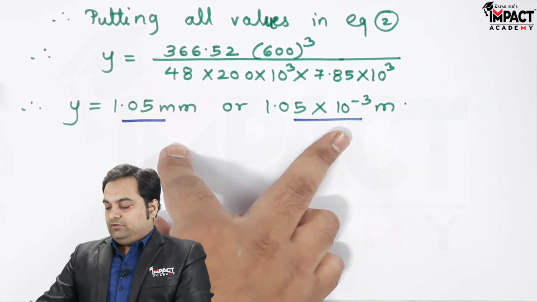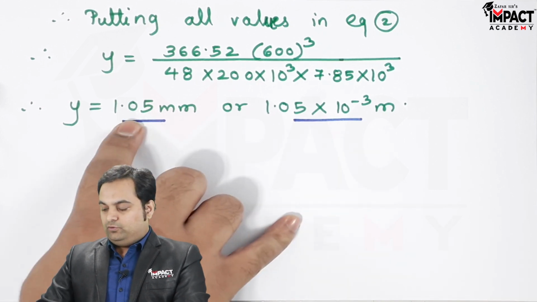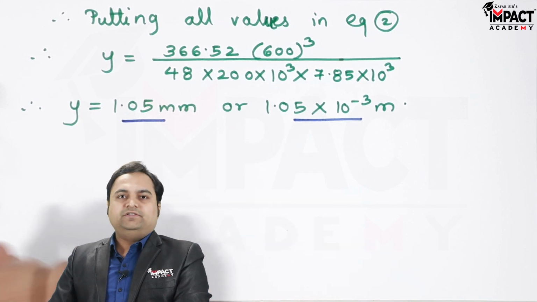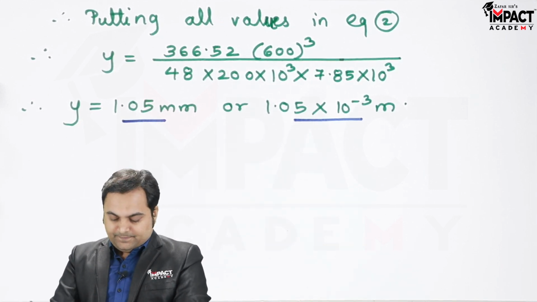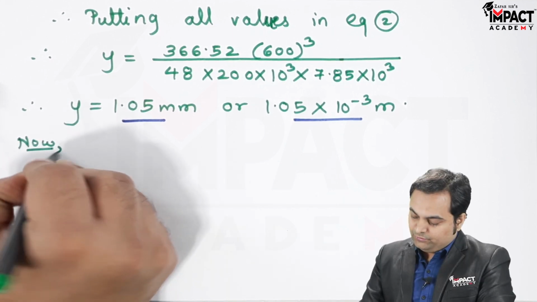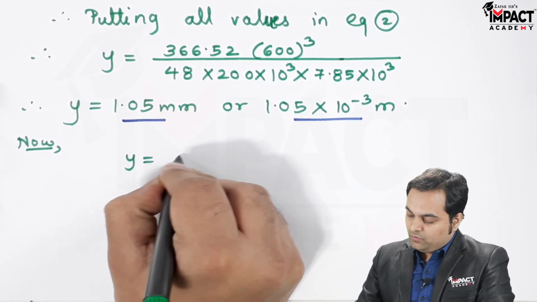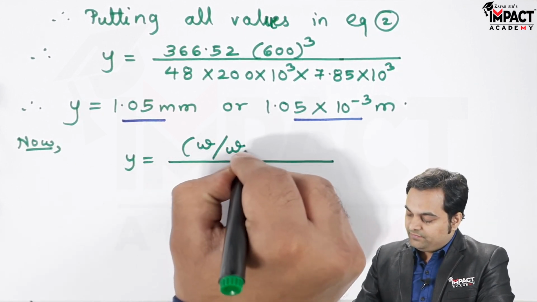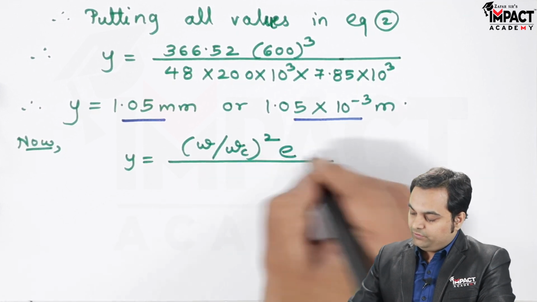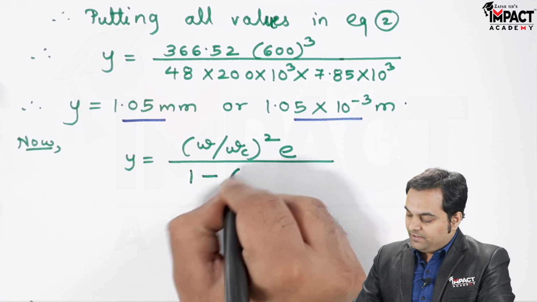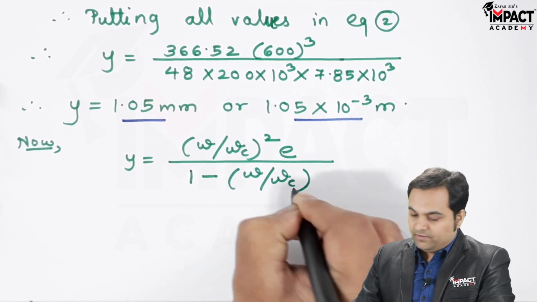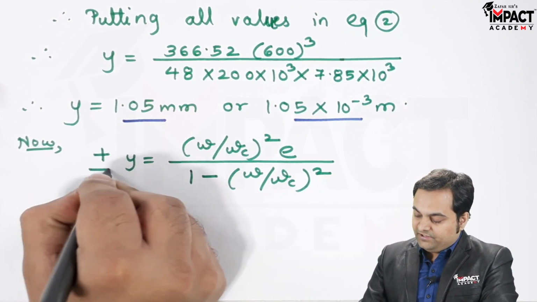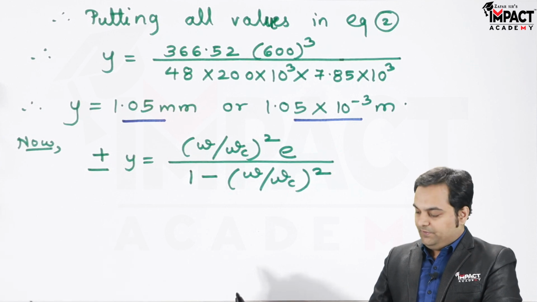Now once we know the deflection due to the dynamic load, we have to consider both the positive and negative values for this deflection in order to calculate the speed range. The deflection due to dynamic load is given by the formula Y is equal to omega upon omega c whole square into E divided by 1 minus omega by omega c the whole square. So that is the formula, and we have to consider both positive and negative values in order to get two different speeds.